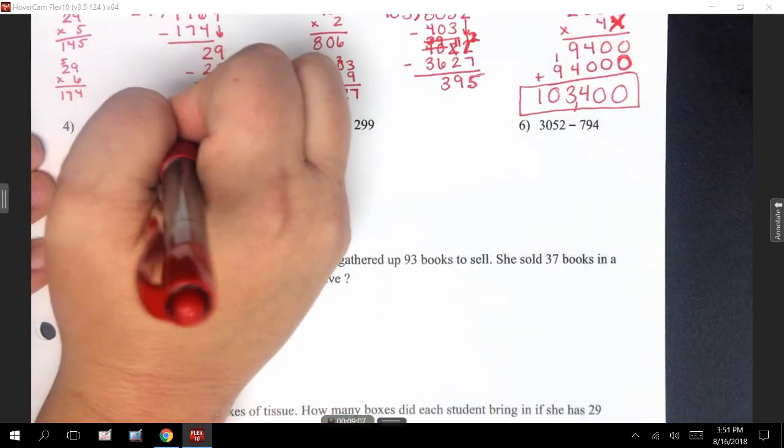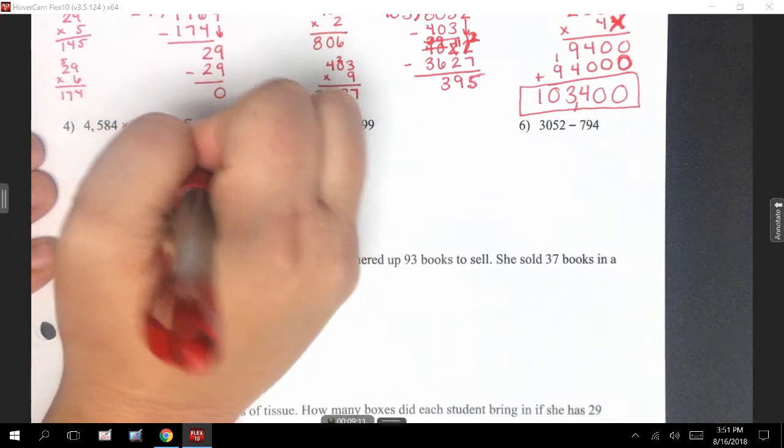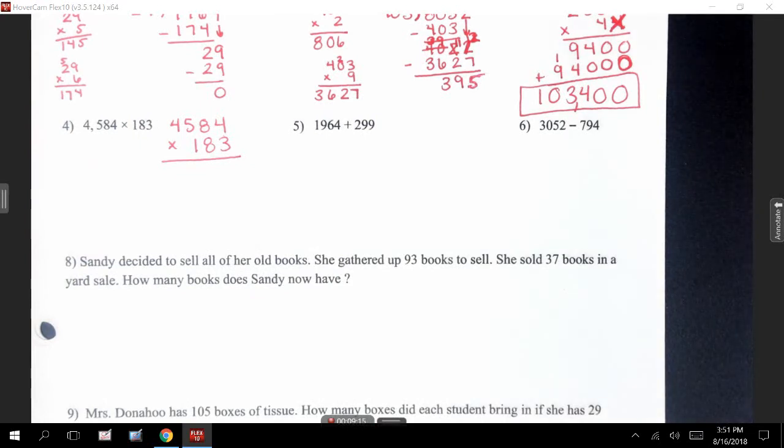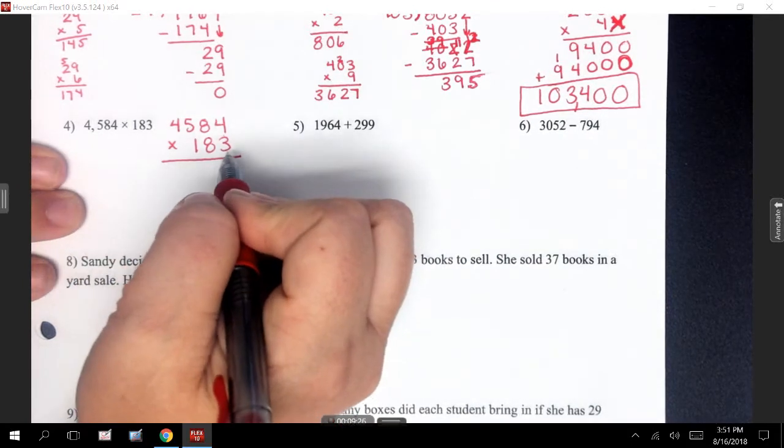We have 4,584 times 183. Being careful to make sure that we can space out our place values to make sure everything lines up. The bigger the numbers, the more important it is for us to be very careful about lining up that place value. All right, let's get going.